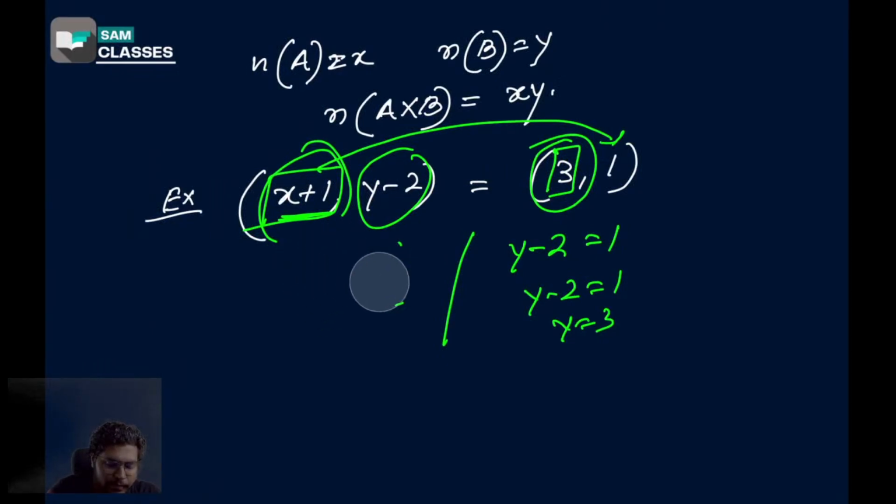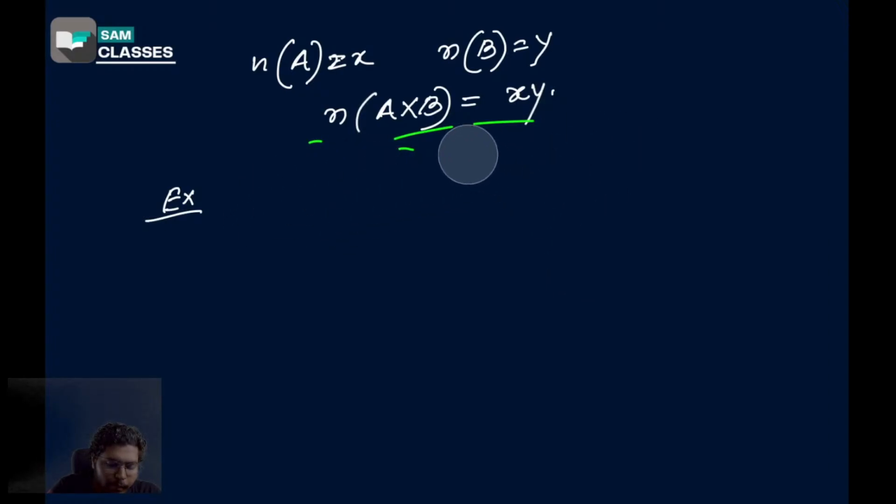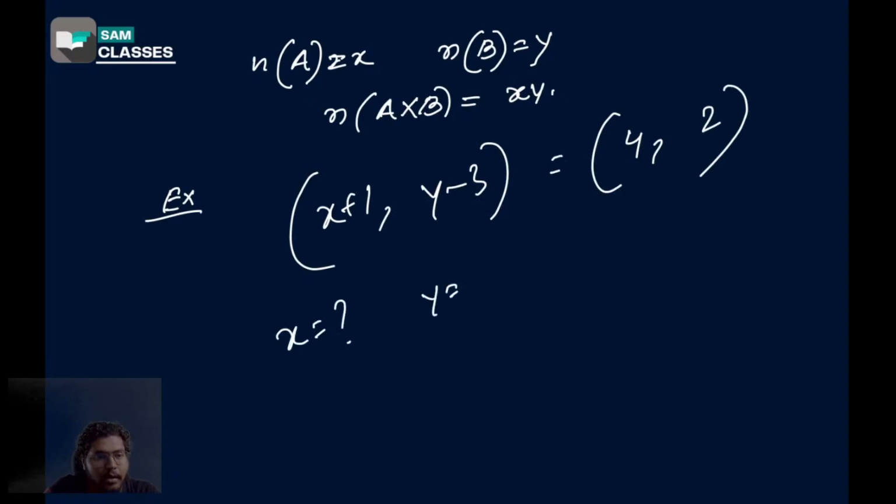Now, in relations, when they say the Cartesian products are equal. Sometimes they'll give you (x plus 1, y minus 3) is equal to (4, 2). What will be the answer of x and y? Find the answer of x and y.